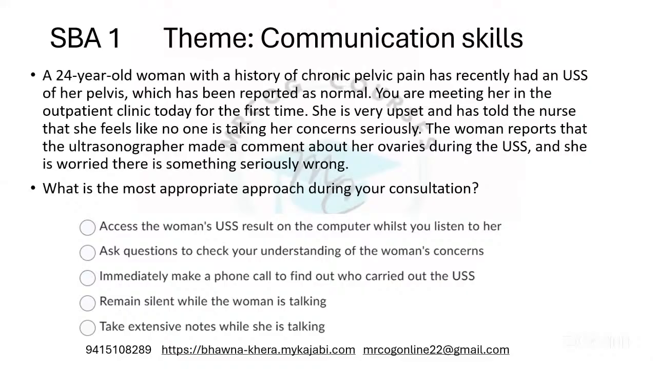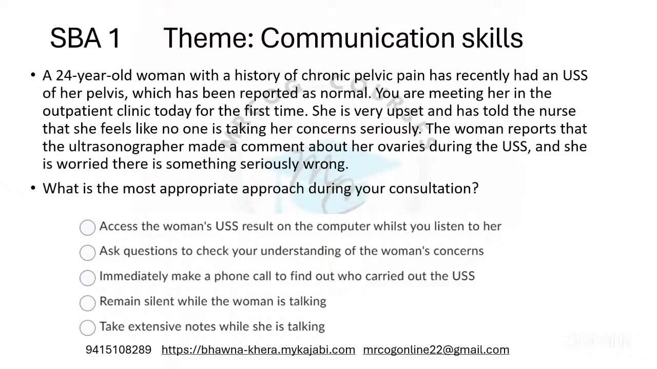A woman has been suffering from chronic pelvic pain, and when she underwent the ultrasound, she was told that nothing is there. So she's largely disappointed because she feels that nobody is taking care properly, and that they are missing the diagnosis. But she is also concerned that the ultrasonographer actually mentioned something, that the ovary has something wrong. So, what is the most appropriate approach during your consultation? Let's see who is the first person to answer this question correctly.